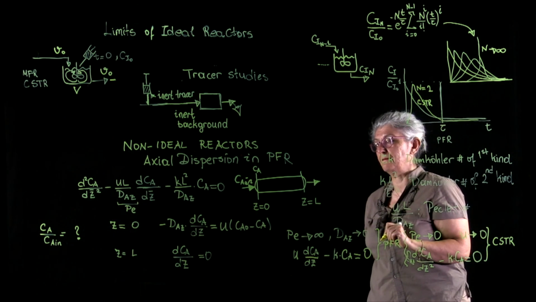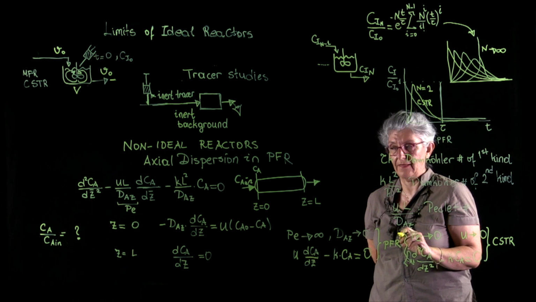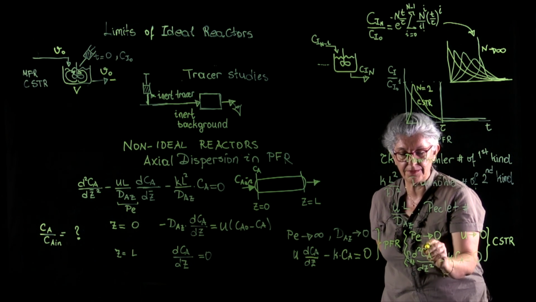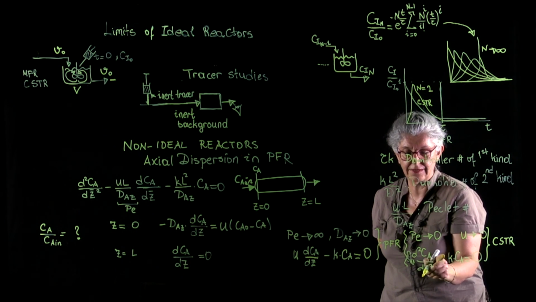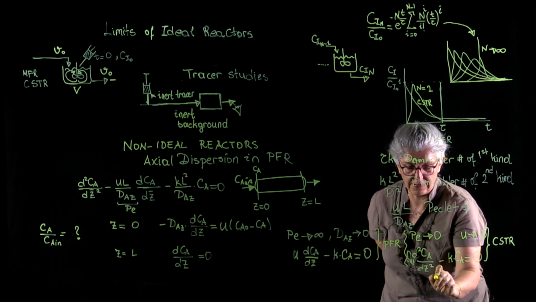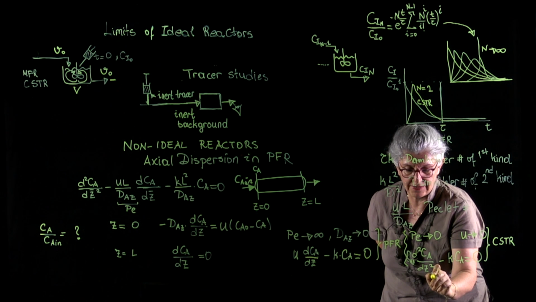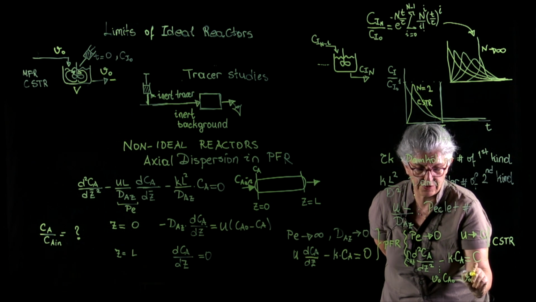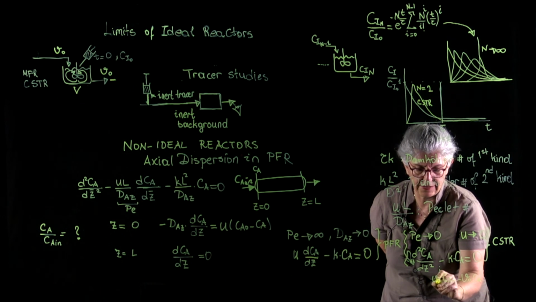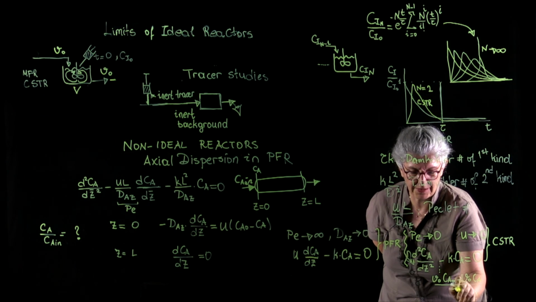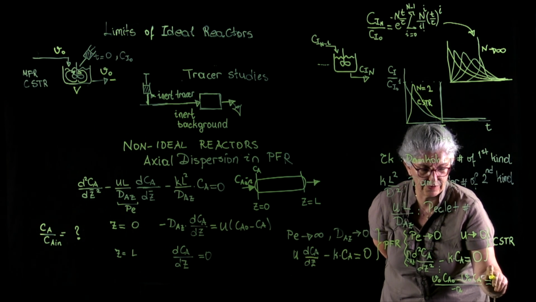All right? Because our dependence on Z disappears, we integrate this twice to arrive at V0 Ca0 minus V0 Ca, divided by minus R sub A, is equal to V.